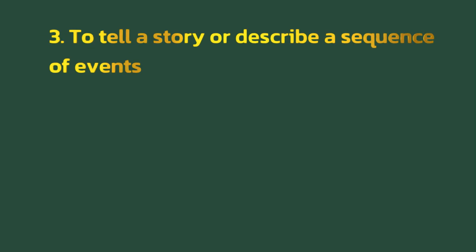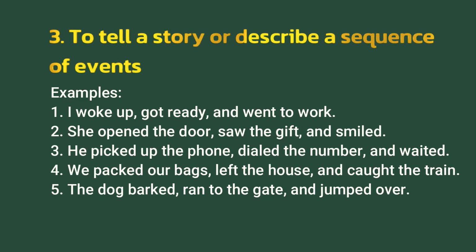Next, to tell a story or describe a sequence of events. When telling a story or events step by step, we use the simple past. Examples: I woke up, got ready, and went to work. She opened the door, saw the gift, and smiled. He picked up the phone, dialed the number, and waited. We packed our bags, left the house, and caught the train. The dog barked, ran to the gate, and jumped over.